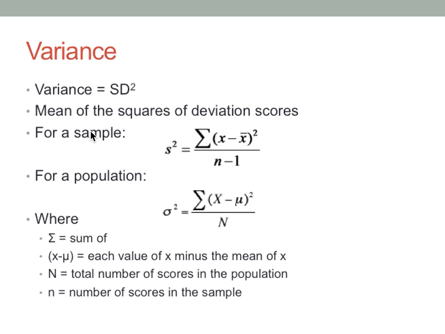So for a sample, which again we'll talk about later, we have this equation. For a population, we have this equation. I will give you both of them on the test. However, you should know, just off the bat, we are only going to be doing samples unless I say otherwise. So on a test, if I give you 10 numbers, say what's the variance, you will use this equation, unless I say what is the variance in this population. So assume a sample.